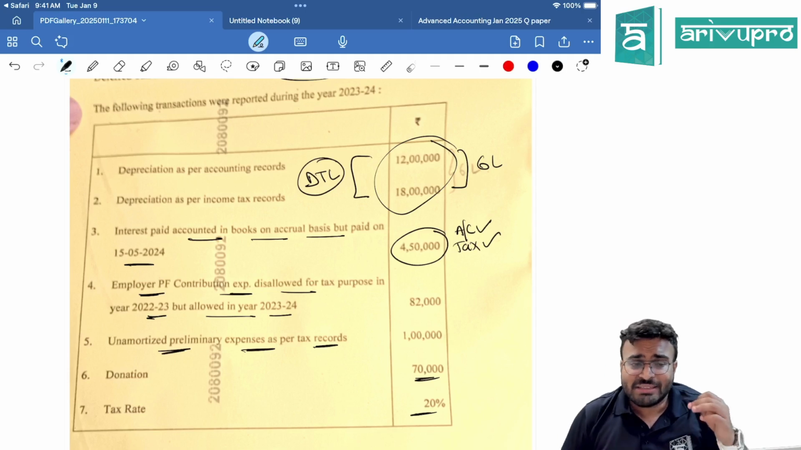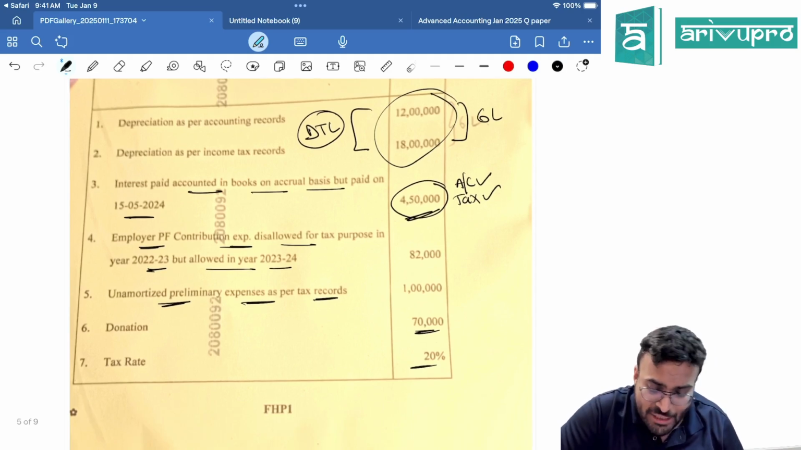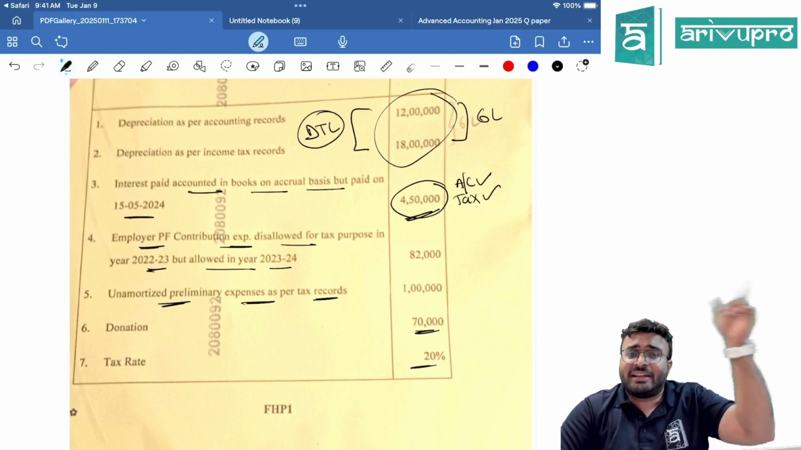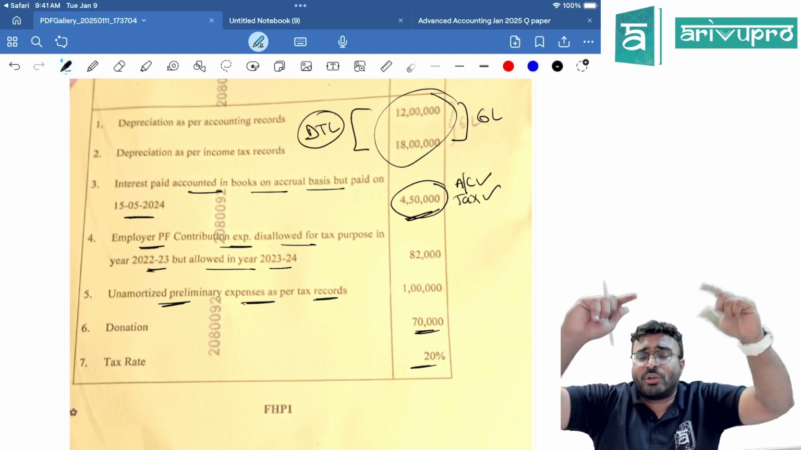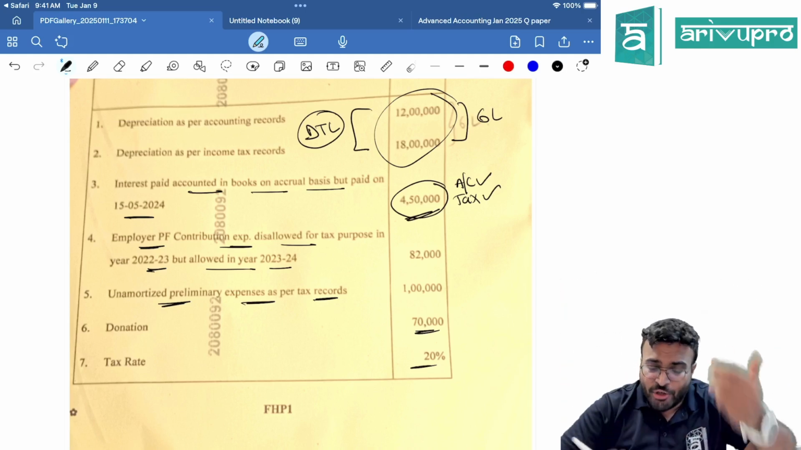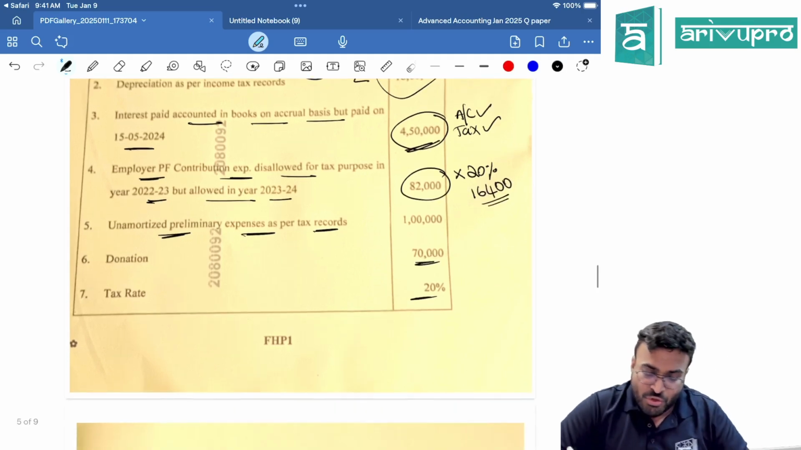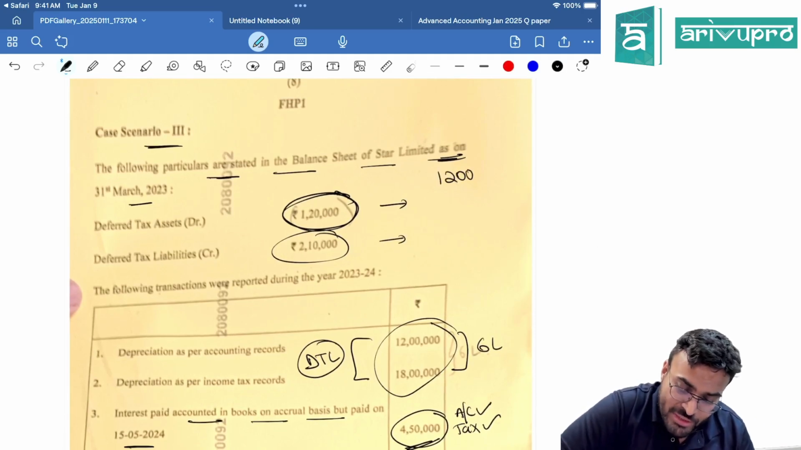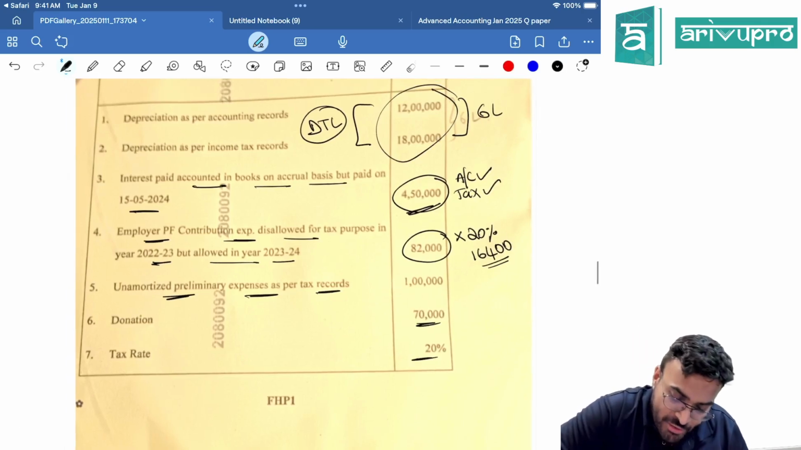This will cause deferred tax liability. Okay, no impact on asset. Now this one is not going to cause any trouble. Employer PF contribution: last year they didn't allow, this year they allowed. Last year when they did not allow, that time you paid more tax and you calculated that as deferred tax asset. This time when they are allowing, deferred tax asset is going to get reversed. So 82,000 into 20% tax, 8,200, 16,400 is going to get reversed. So you have deferred tax asset of 1,20,000 minus 16,400.